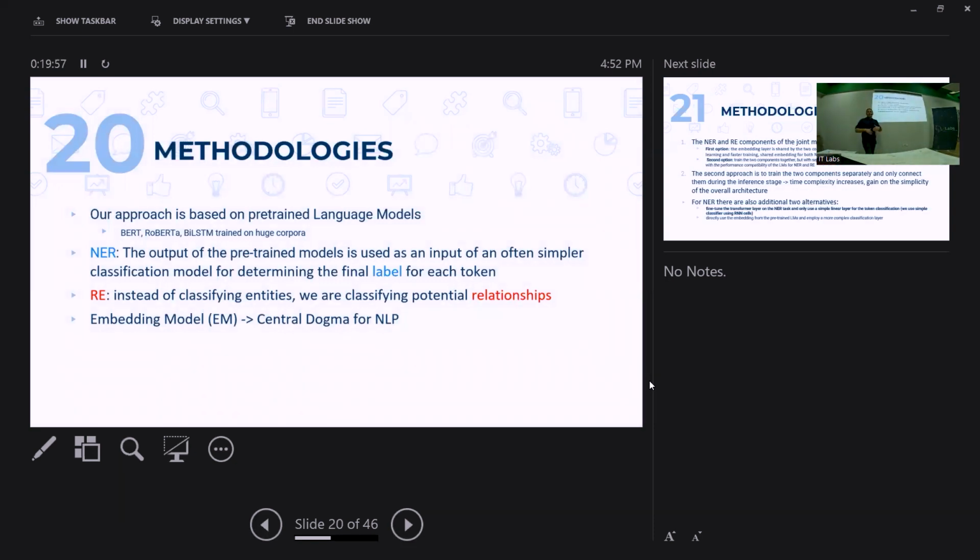But of course, in the research community, they wanted one model because it can improve accuracy by some fraction of a percent, which in our opinion is not so important. Our approach is based on pre-trained language models. The good thing is that they are already trained, so we don't have to train a language model. We used different types of pre-trained language models, like Google's BERT, then RoBERTa. Then we used a bidirectional LSTM trained on a huge corpus in order to check if a simpler model will work. It doesn't have to be a transformer architecture.